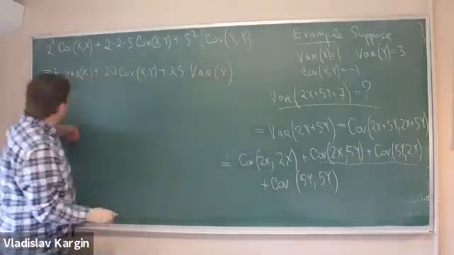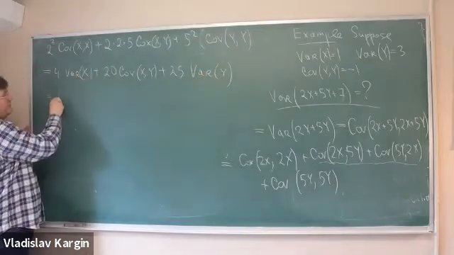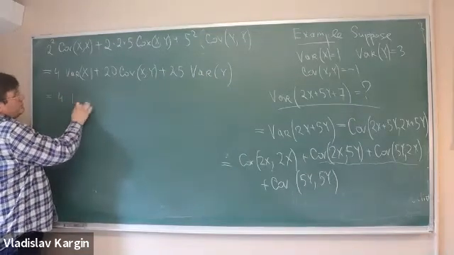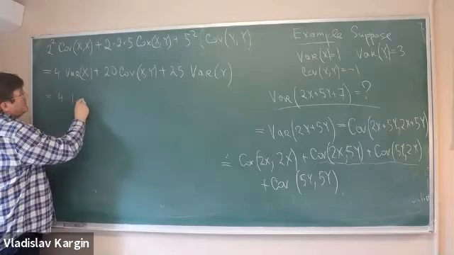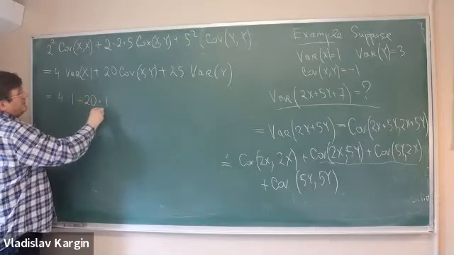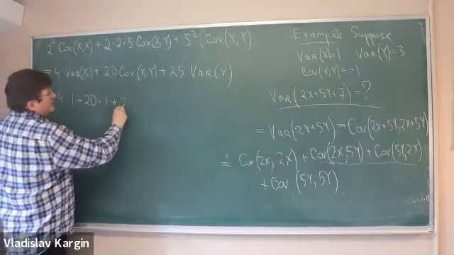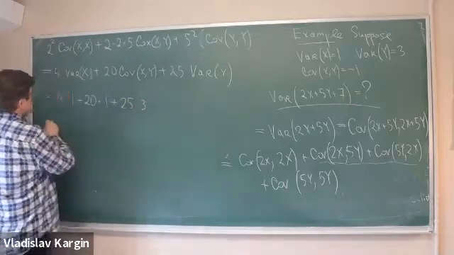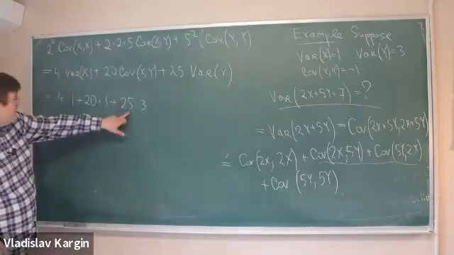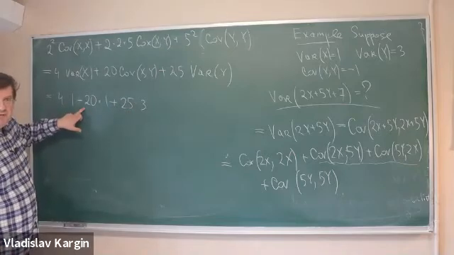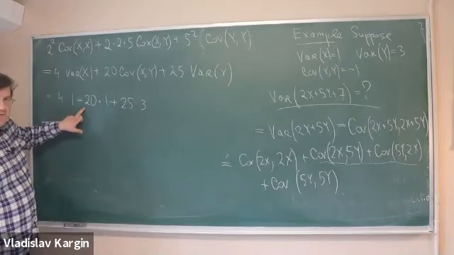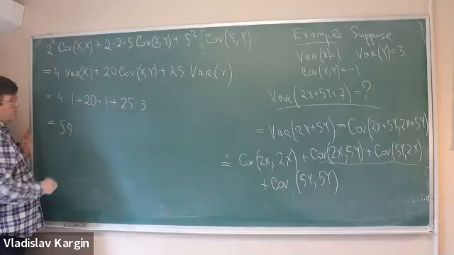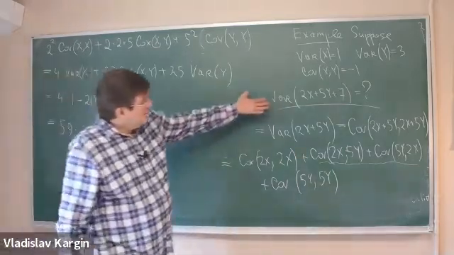So you can plug in what we had before, and we get that this is equal to 4 times 1, minus 20 multiplied by 1 because the covariance is minus 1, plus 25 multiplied by 3. So 75 minus 20 is 55, plus 4 is 59. So this is the variance of this thing.